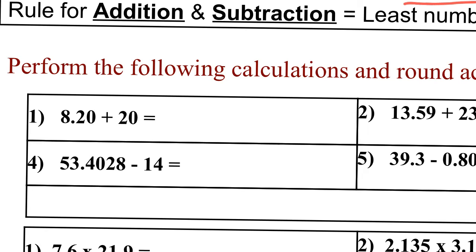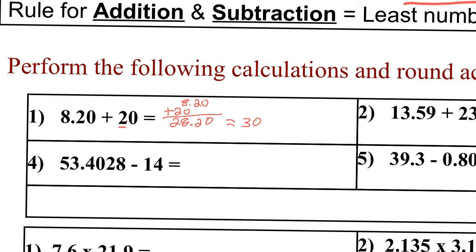So if I put these in a column, I've got 8.20 and I've got 20. Adding them together, that becomes 0, 2, decimal point drops down, 8, 2. So the rule is I go with the least specific one. If you look at that 20, that's the tens place, so your answer has to be rounded to the tens place. So 28.20 is going to round to 30.